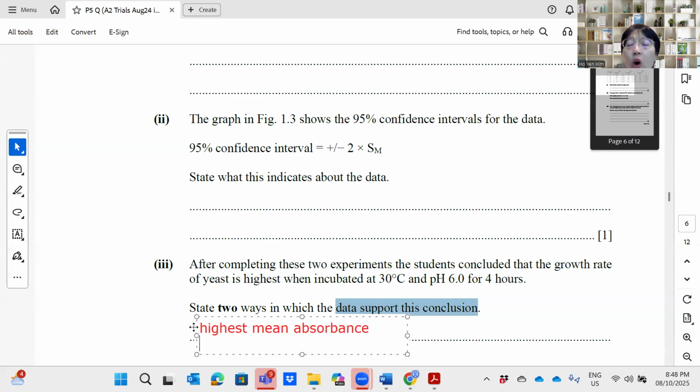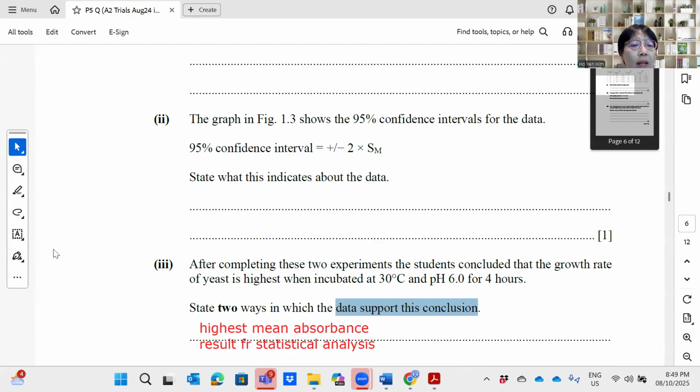And then in order for the conclusion to be valid, we must include the result from statistical analysis. So that will give us 2 marks. First mark is from the table and from the graph, look for the highest mean absorbance. Second mark is you must verify whether this mean that's highest has got a 95% confidence interval that does not overlap with the rest of the results that you obtain. So only using these 2 is your conclusion valid.